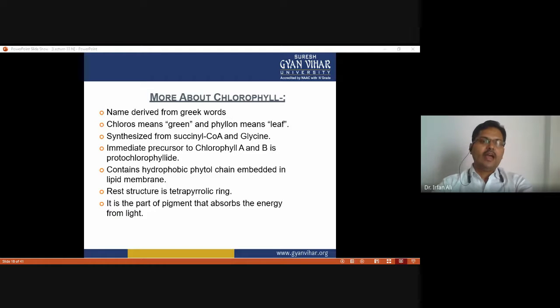It contains a hydrophobic phytol chain embedded in the lipid membrane, and the rest of the structure is a tetrapyrrolic ring. It is a part of the pigment that absorbs energy from light.